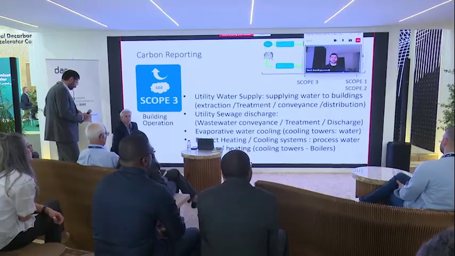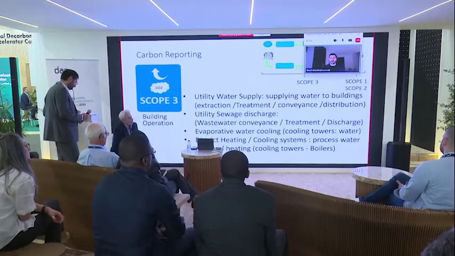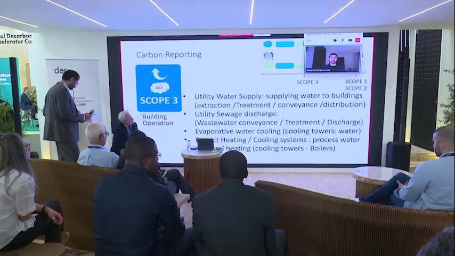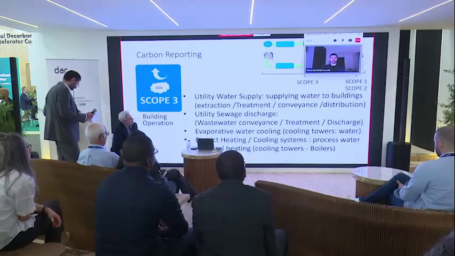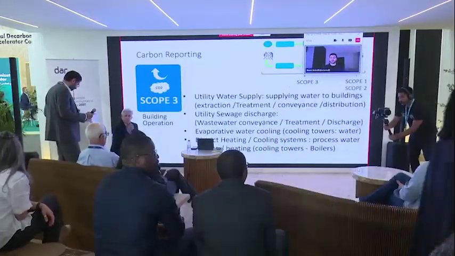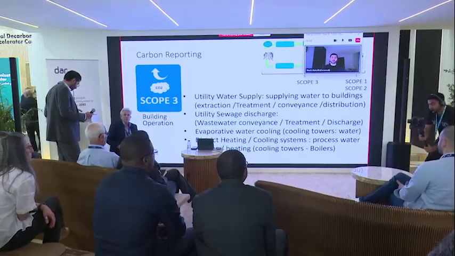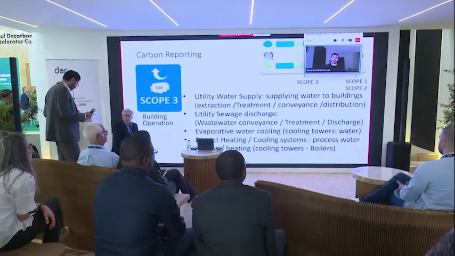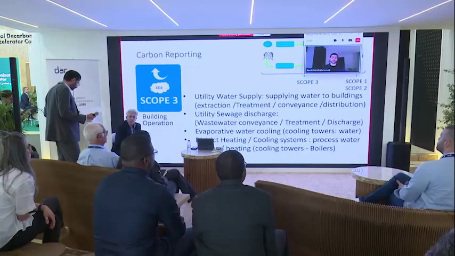So you're also looking at evaporative cooling and different opportunities there from a design standpoint, considering things like district heating and cooling systems. How are we handling process water cooling and heating, not just from the cooling towers and boilers, but any other process type equipment within your manufacturing or industry?